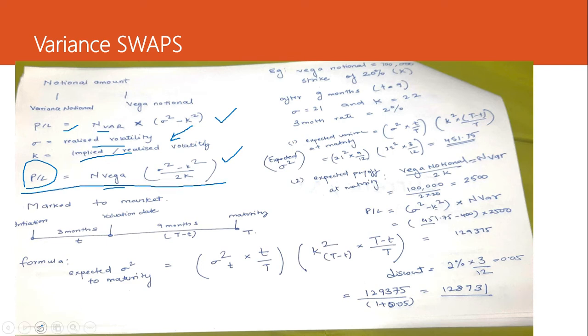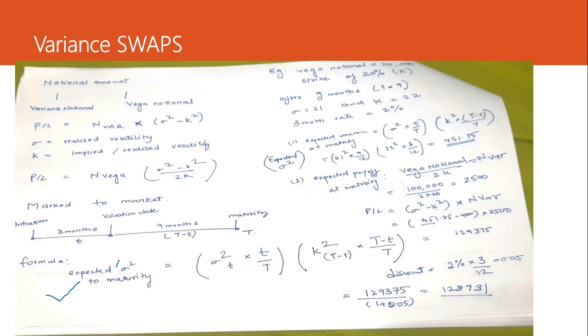Now let us take an example from the book that is given. I'll try to make it easy. So here is a swap that we entered into on day 0, and 3 months have expired since the swap was entered into, and 9 months are left. So t is 3 because that is the duration which has expired, and capital T minus t is the residual value, which is 9 months. So expected variance at maturity. What are we doing over here? We are valuing our variance swap at this point.